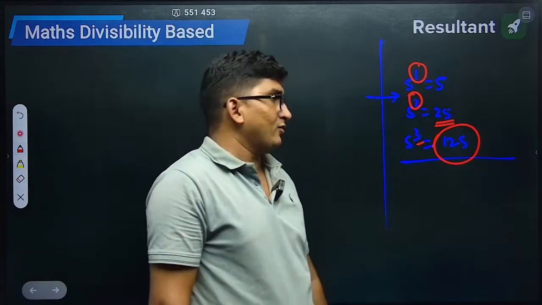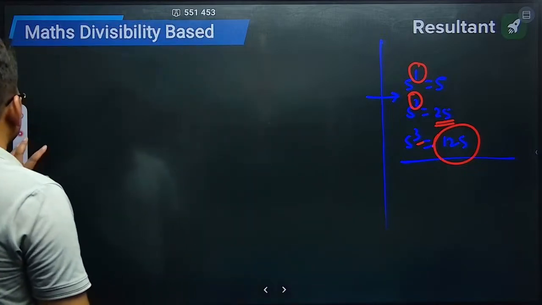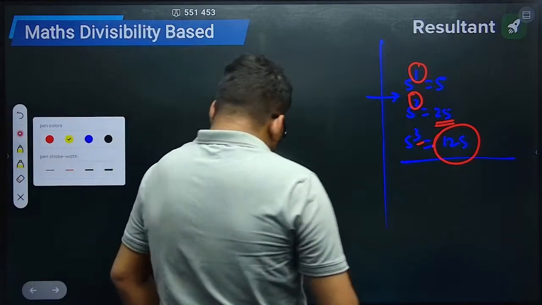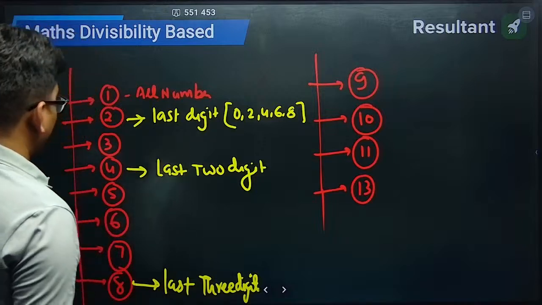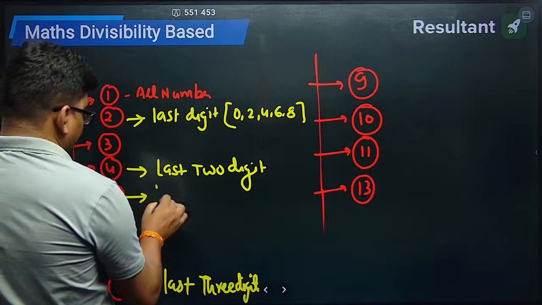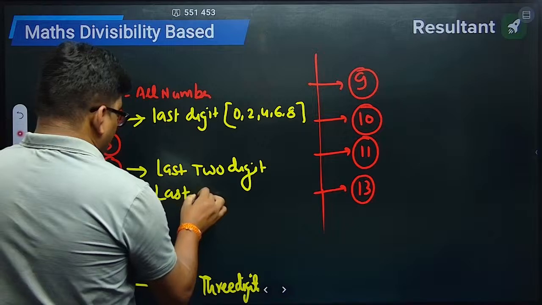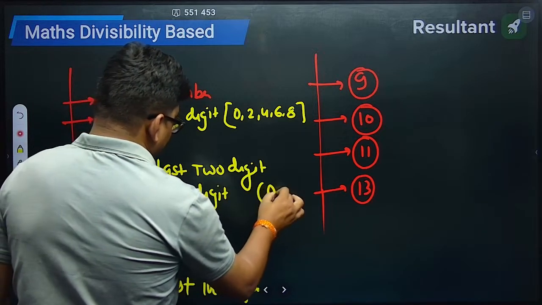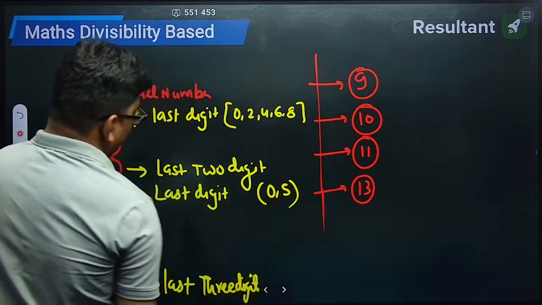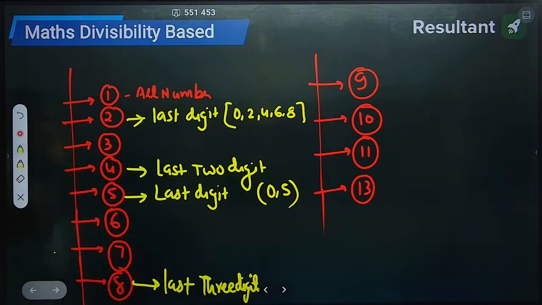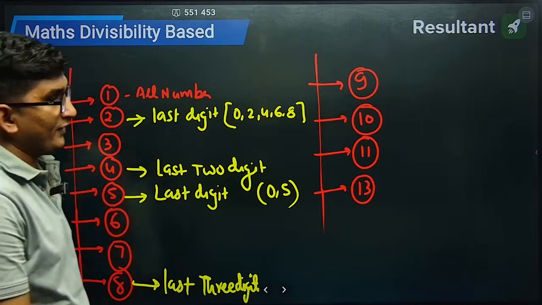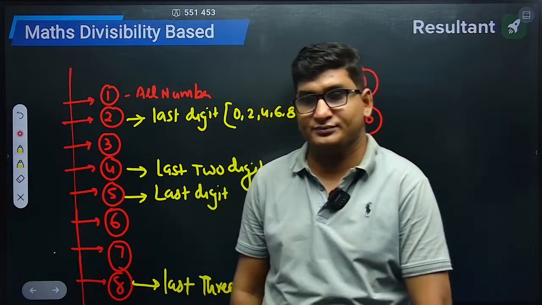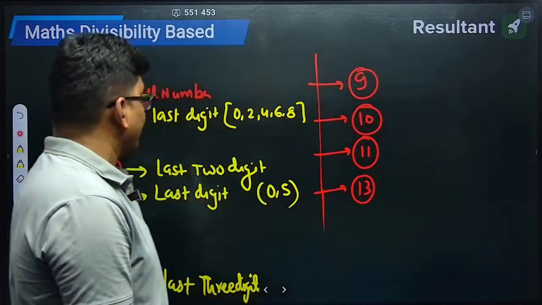So see one thing here. We will write here that divisibility of 5 depends on the last digit also, but the last digit can be only 0 or 5. If you want to divide any number by 5, it's mandatory that the last digit should be 0 or 5 only. Otherwise the number cannot be divisible by 5. Now come to the next.